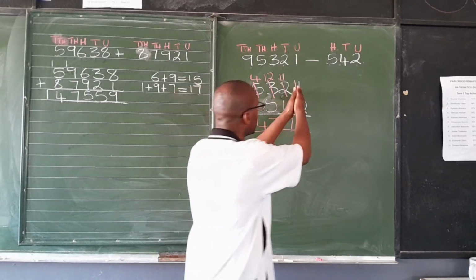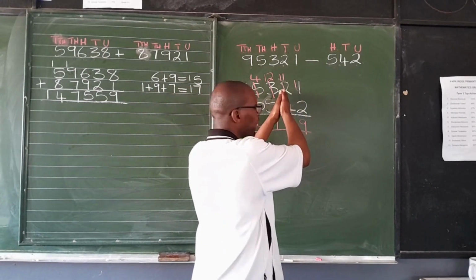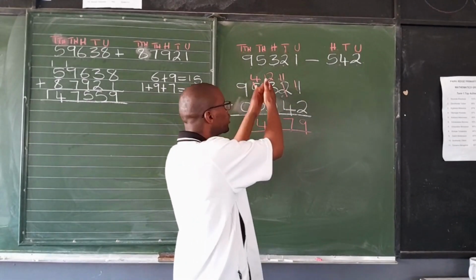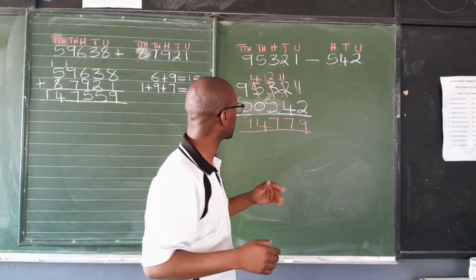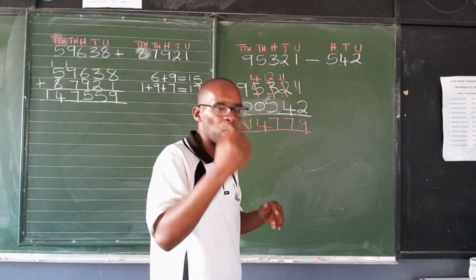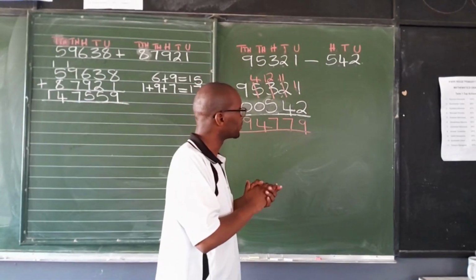So when you borrow from the tens, you are actually borrowing 10, and when you borrow from the hundreds, you are basically borrowing 100, and when you borrow from the thousands, you are basically borrowing 1000, and so on.